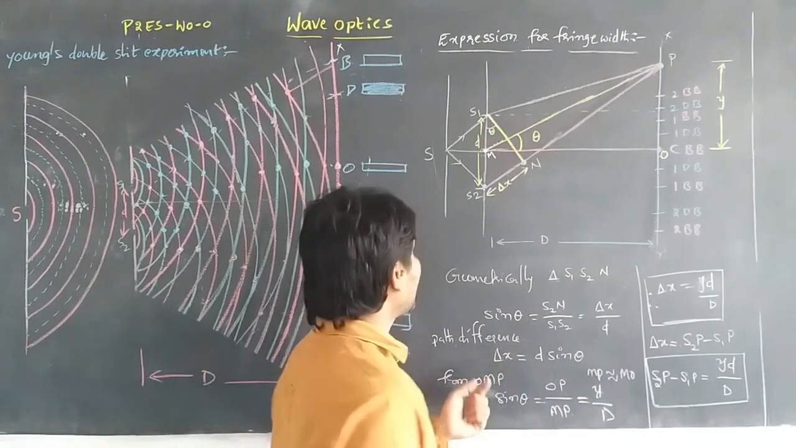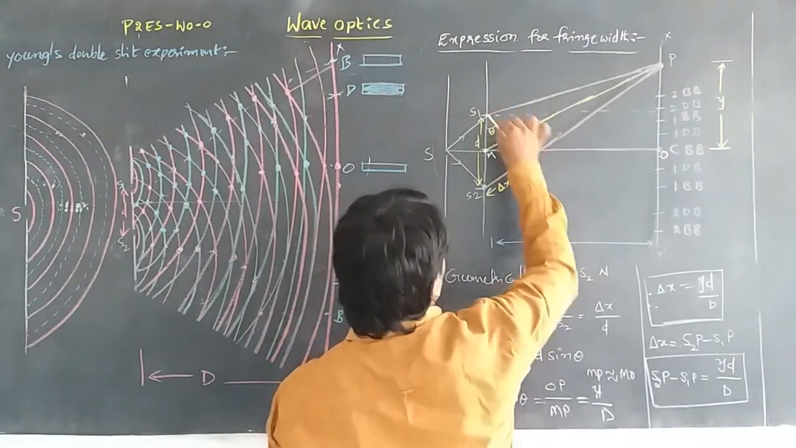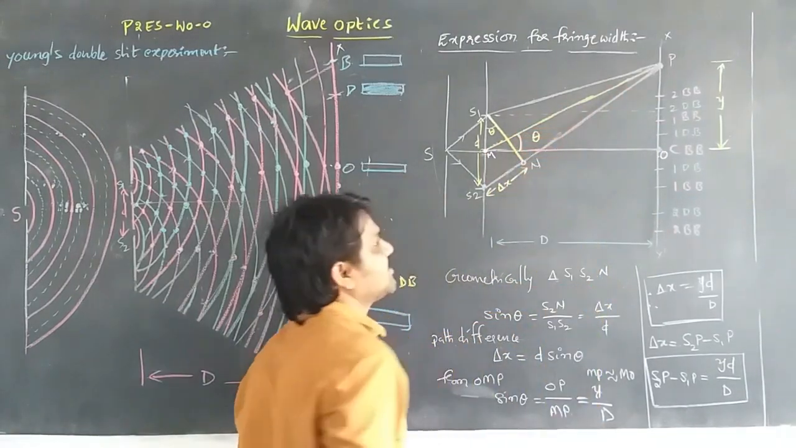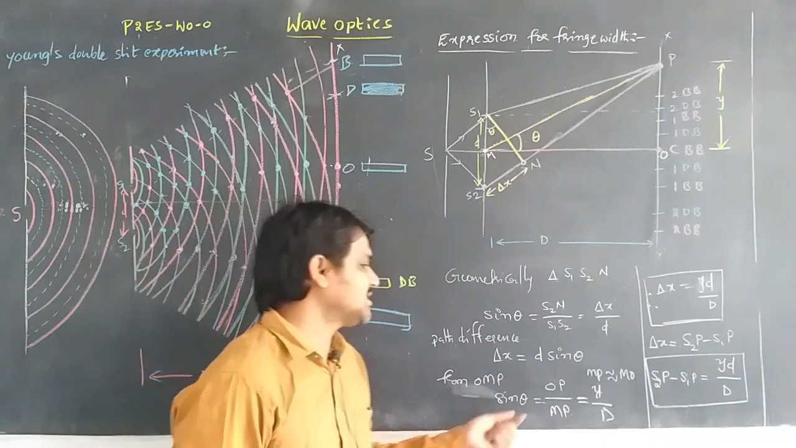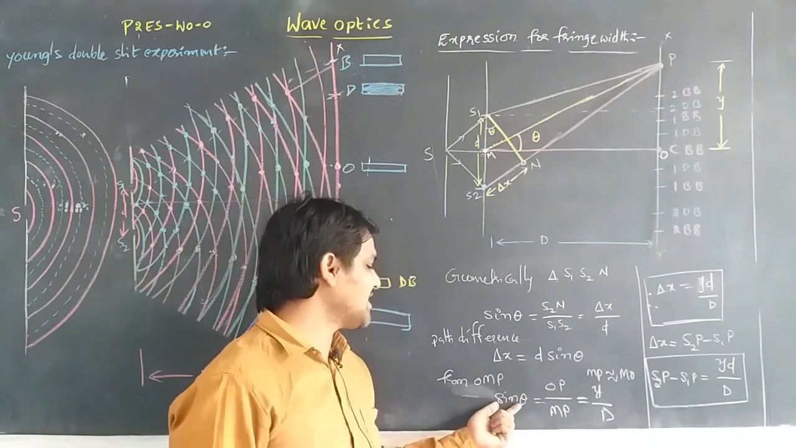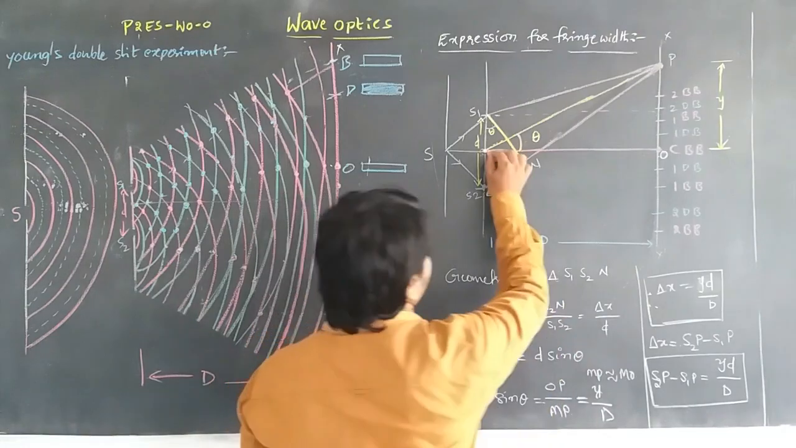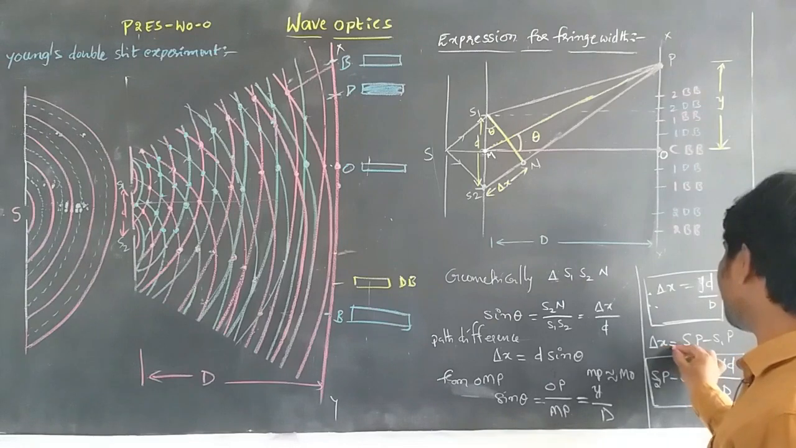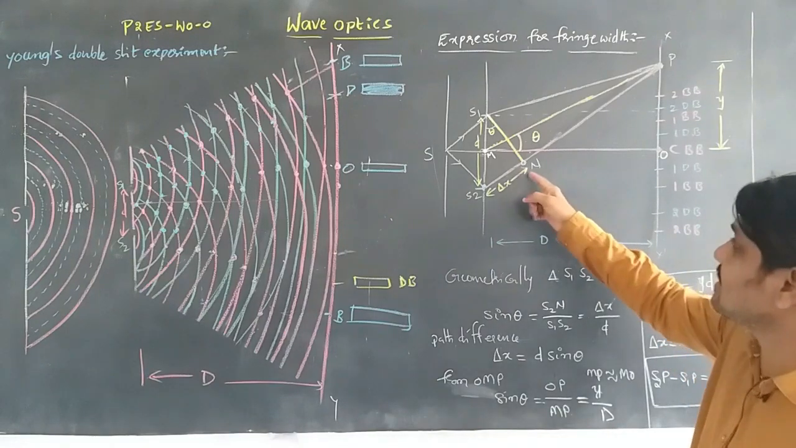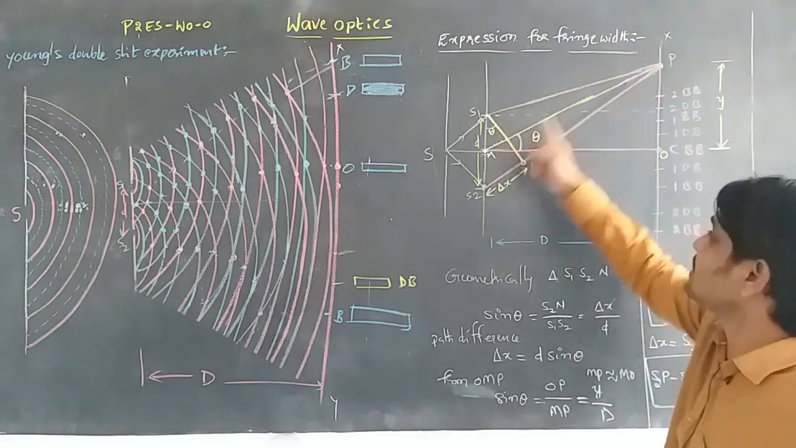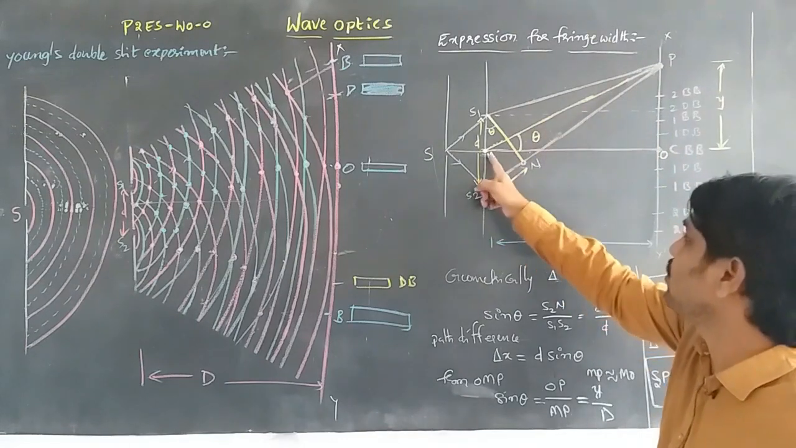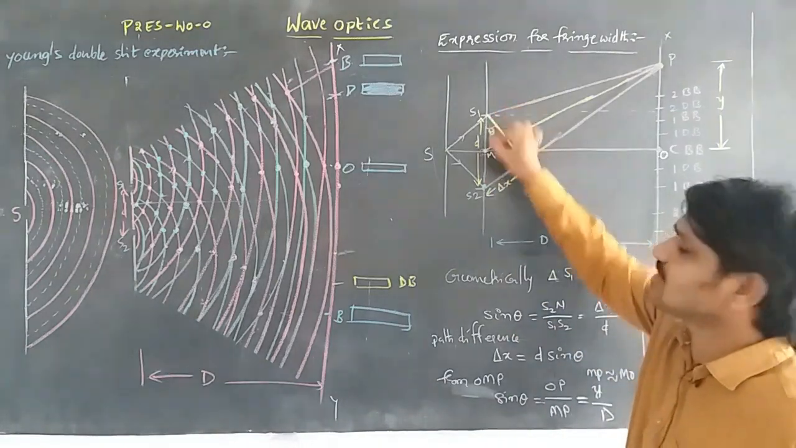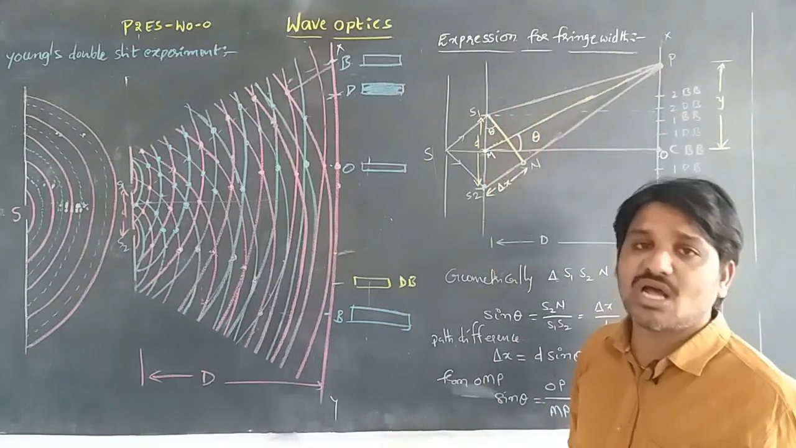Again, from the triangle OMP, it makes an angle theta with the center of the slits. So we write for triangle OMP that sin theta is equal to OP by MP. For small angles we can write delta x is equal to S2P minus S1P. Here the S1P and S2P distances are near to MO, because the distance between the slits is very small, since they are coherent sources.